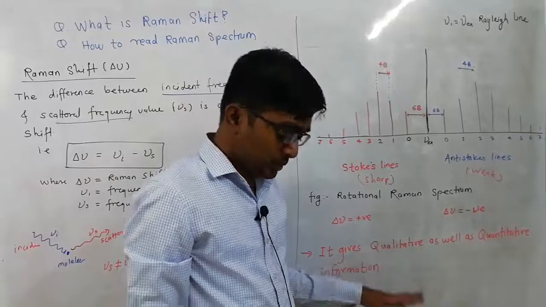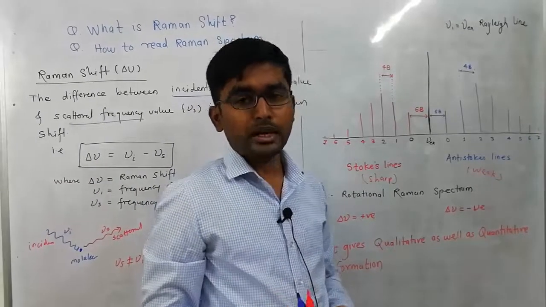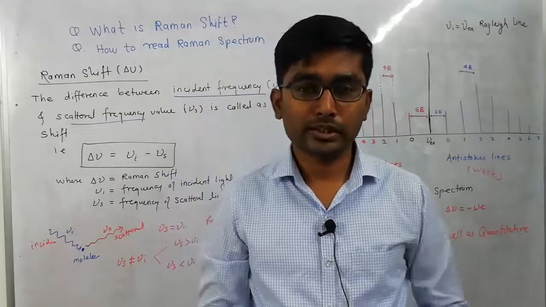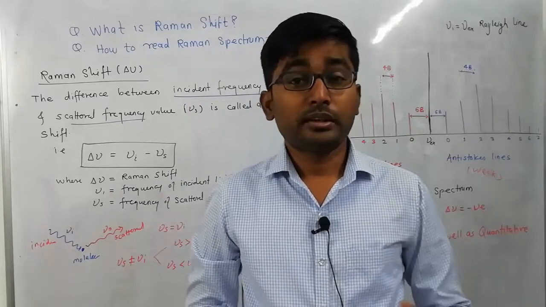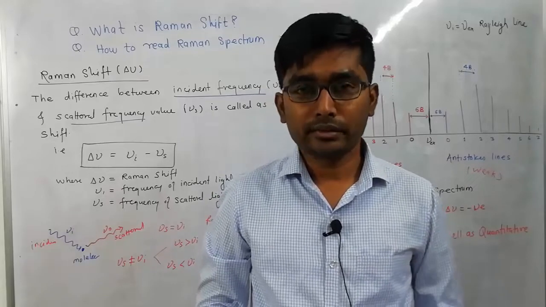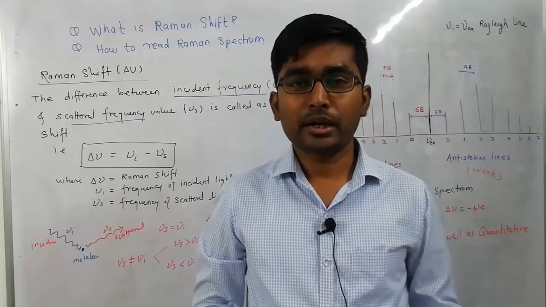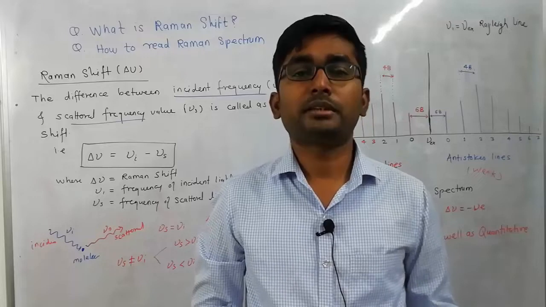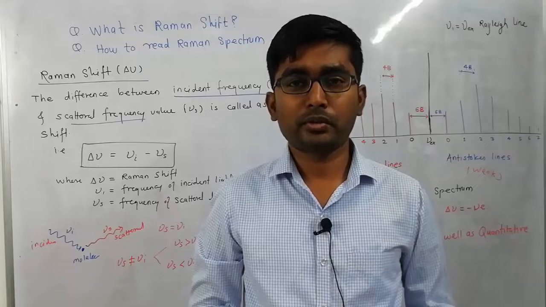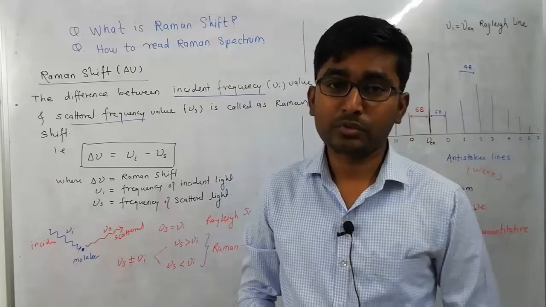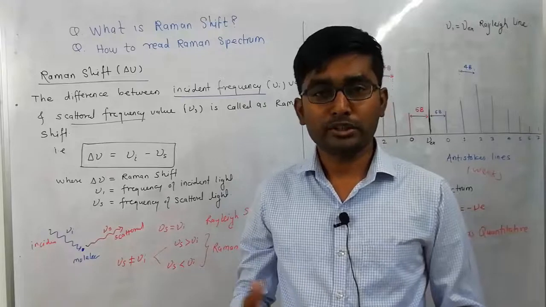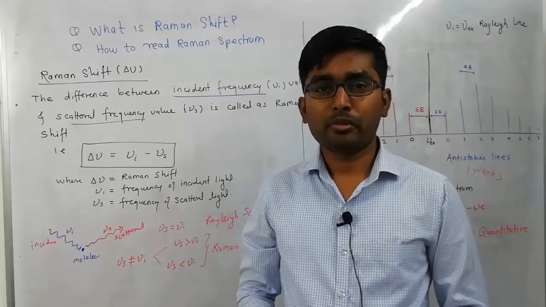Those molecules which have zero dipole moment are homonuclear diatomics such as H2 and O2, and centrosymmetric polyatomic molecules such as carbon dioxide. These are microwave inactive as well as IR inactive, but these molecules are Raman active. So Raman spectroscopy is one of the best techniques to find out the nature of such molecules having zero dipole moment. Thank you for watching this session.